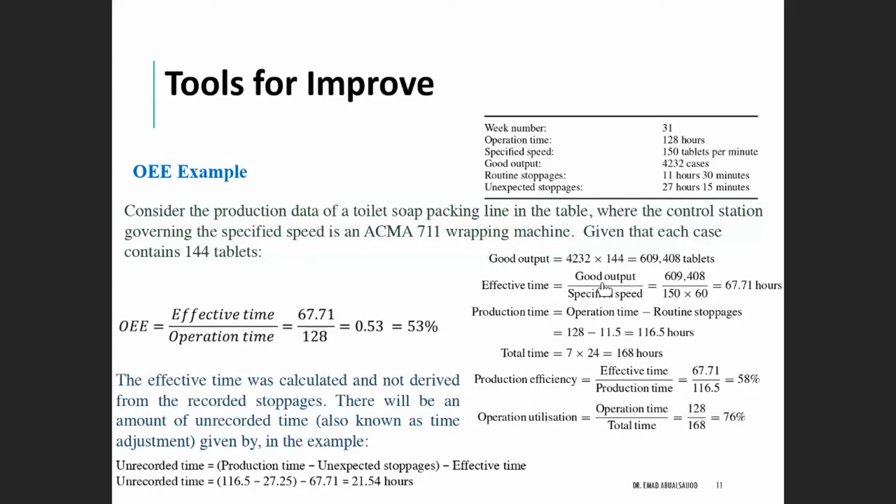The good output can be increased by considering that there is a gap between the number of hours they are working and the total time. The number of hours of working, or the operation time, they have is 128, whereas the total time available is 168, which is about 40 hours. Those 40 hours, if you think about them, and also include all those routine stops and the unexpected ones, they still can get thousands of tablets during these hours.